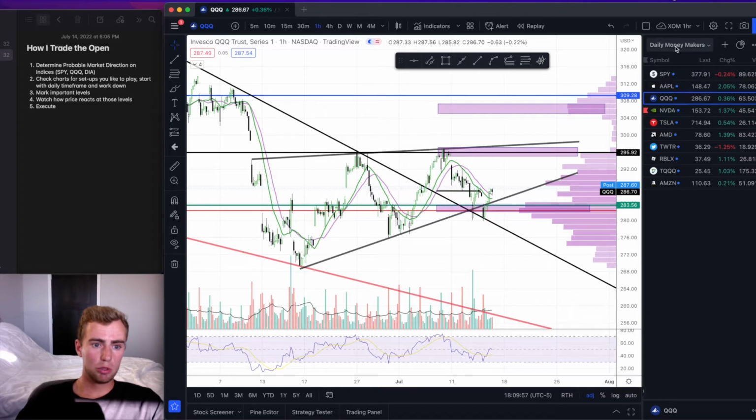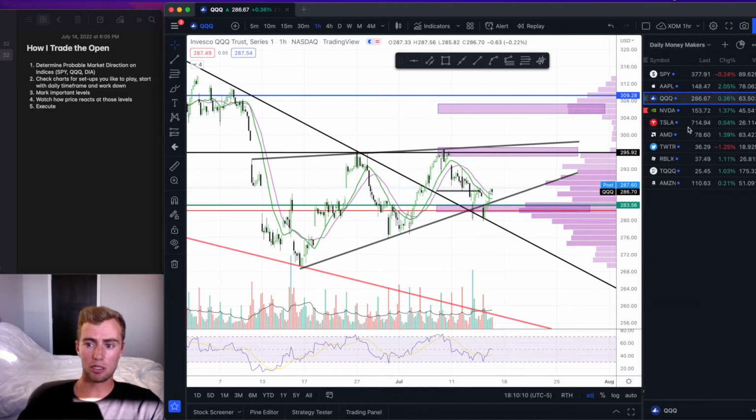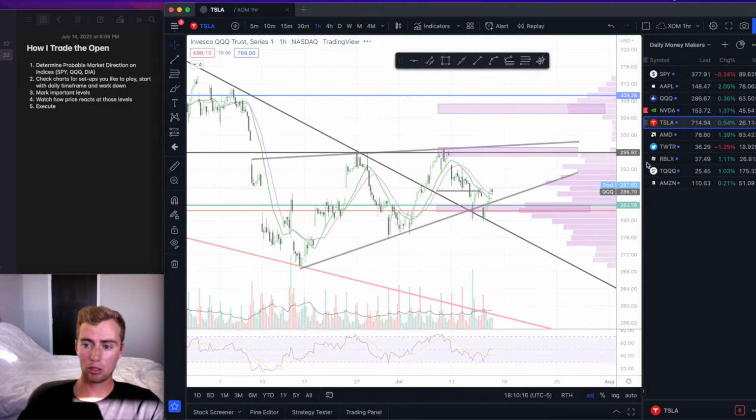Okay, and step 2 will be check charts for setups that you like to play. Start with the daily time frame and work down. Personally, I just trade a few stocks. Right here you can see the daily money makers. These are what I like to trade. I'm mainly just trading Tesla and Apple though.